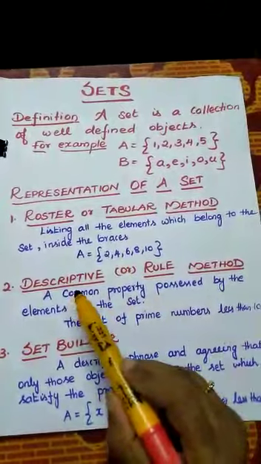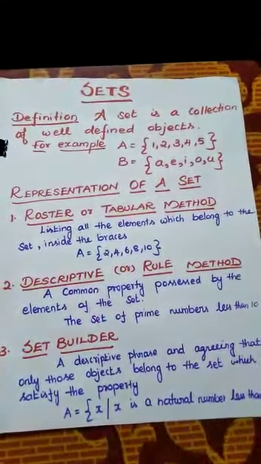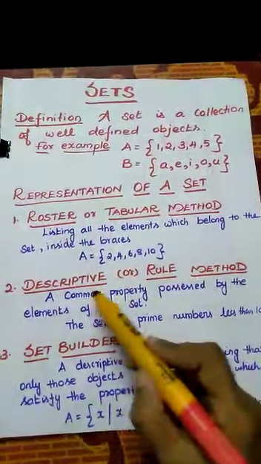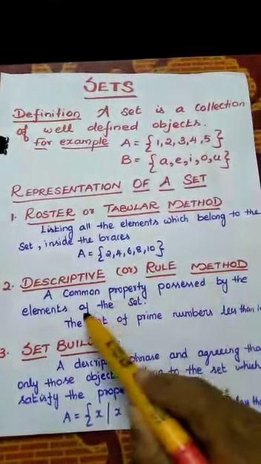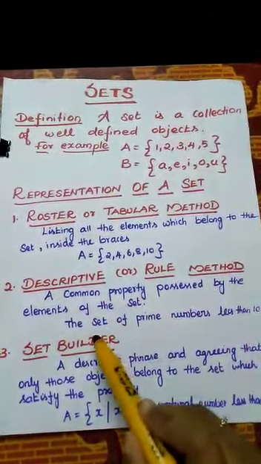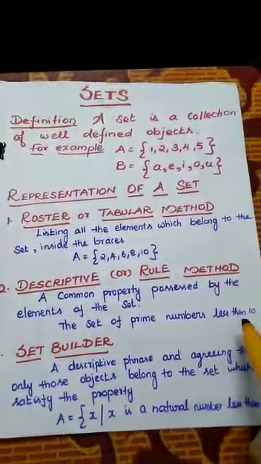The next one is descriptive form. Descriptive form is actually a statement only: a common property possessed by the elements of the set. For example, the set of prime numbers less than 10.